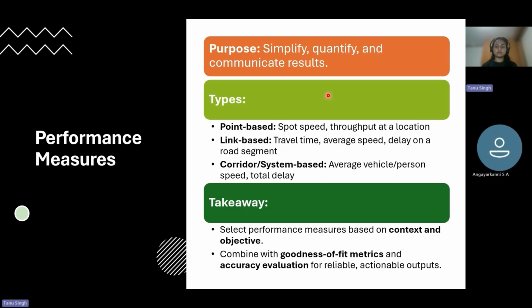First is point based, that is spot speed or throughput at a specific location. Then link based, that is travel time, average speed or delay on the road segment. Then corridor or system based, where overall average vehicle or person speed or total delay is being used, depending upon the type. These are different types of the performance measures. So depending on what we need, we use that as the measure.